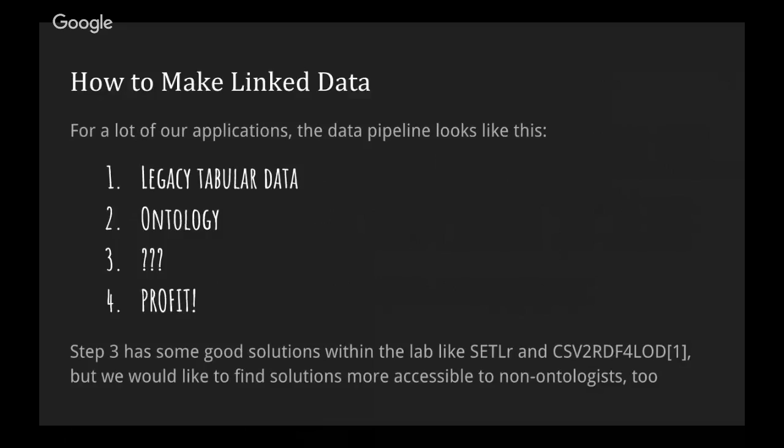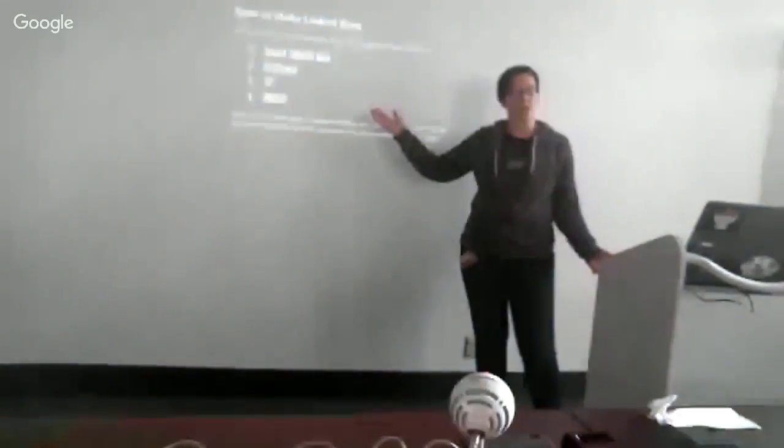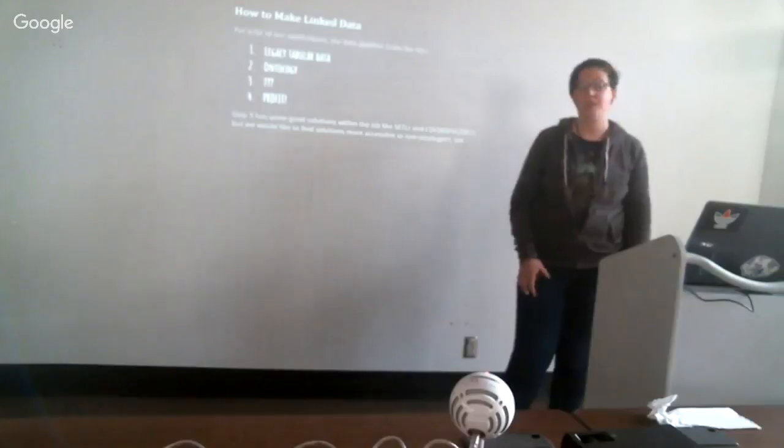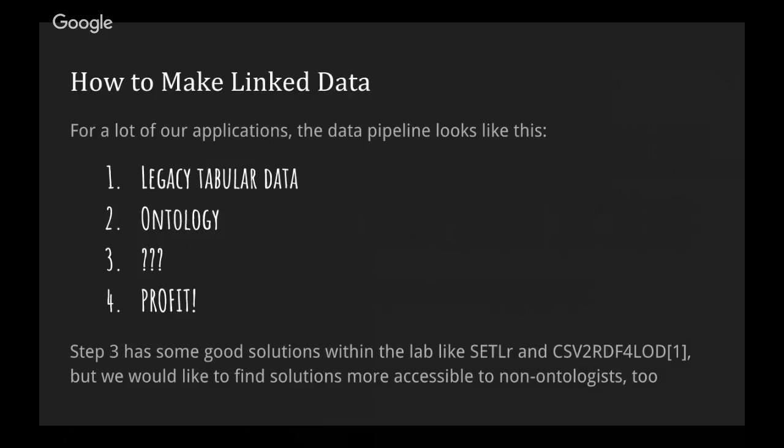So for linked data, a lot of our applications, we have a data pipeline that looks like this. We have our legacy tabular data from a variety of sources. We have ontologies, either that we locate, that we build, that we extend here in the TWedless world. Something happens and we have linked data in cool front-end visualizations, search tools, endpoints.